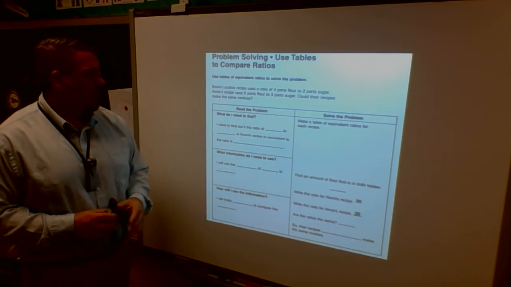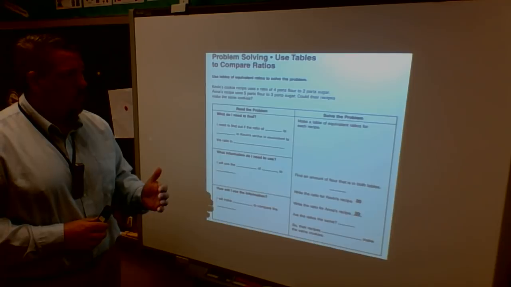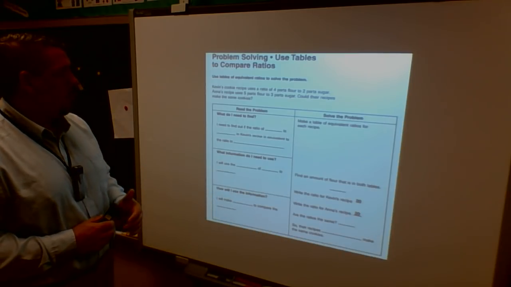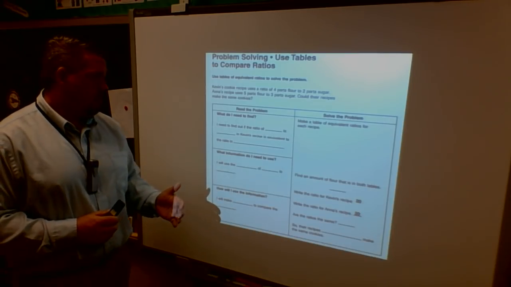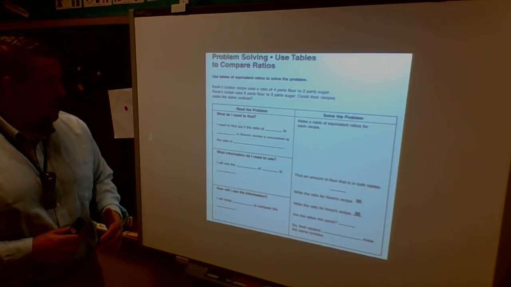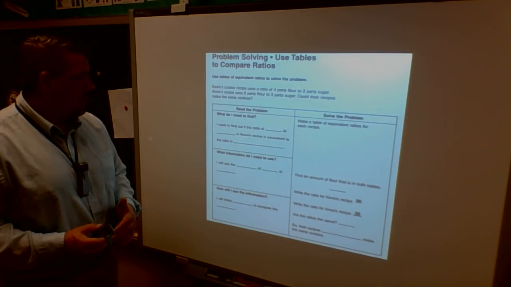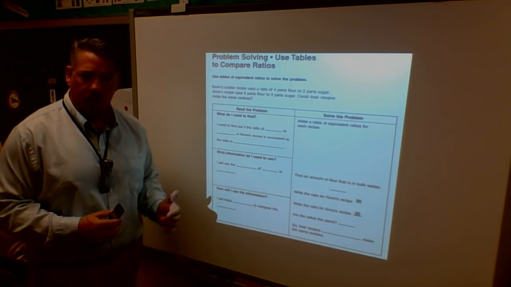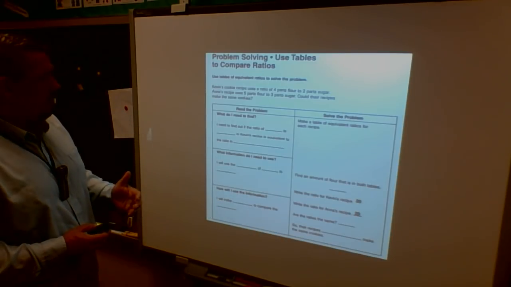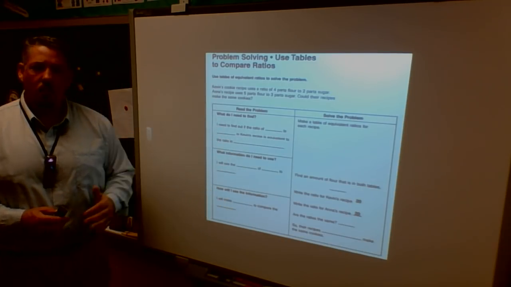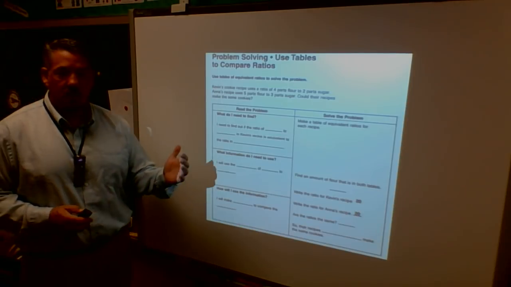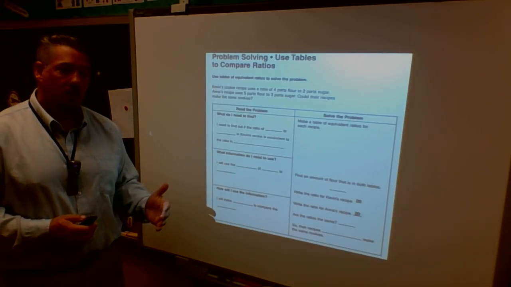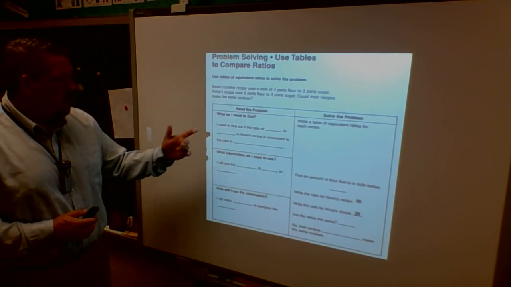It says Kevin's cookie recipe uses a ratio of 4 parts flour to 2 parts sugar. Anna's recipe uses 5 parts flour to 3 parts sugar. Could their recipes make the same cookies? Well, we know that these are our thinking patterns that our book gives us, and it helps us guide our thoughts as to what we're supposed to be looking for. What do you need to find?